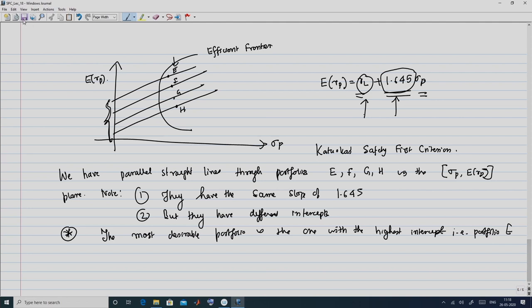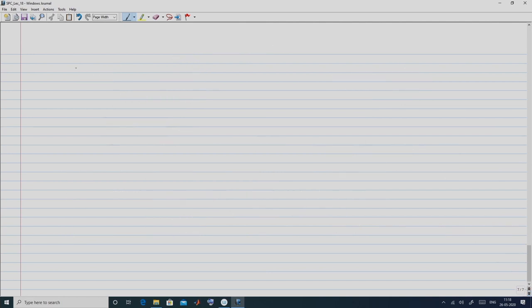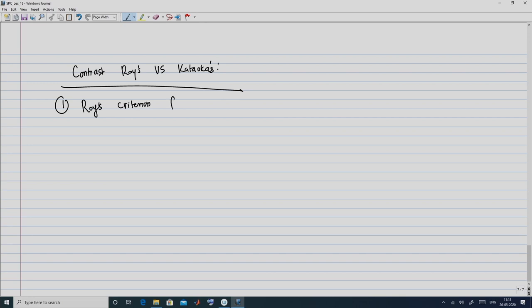All right, so now that we have done Kataoka's and Roy's criteria, we want to contrast Roy's criteria with Kataoka's criteria, and we make the following observation. First of all, remember that Roy's criteria favors portfolios with the greatest slope but fixed intercept. Recall this from the previous class.